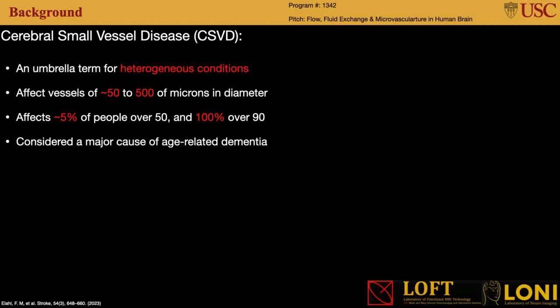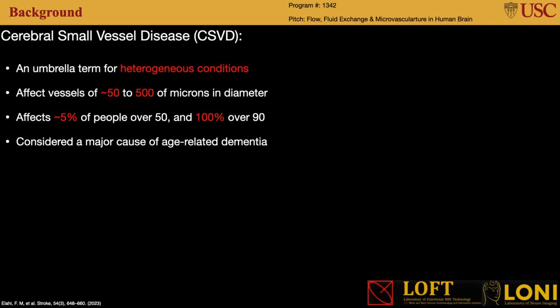The world population is rapidly aging. Alongside this rapid growth comes a great burden of dementia. Vascular contributions to cognitive impairments and dementia in the elderly have recently received a lot of attention, with cerebral small vessel disease, often termed CSVD, increasingly recognized as the major contributor of age-dependent dementia and stroke cases.